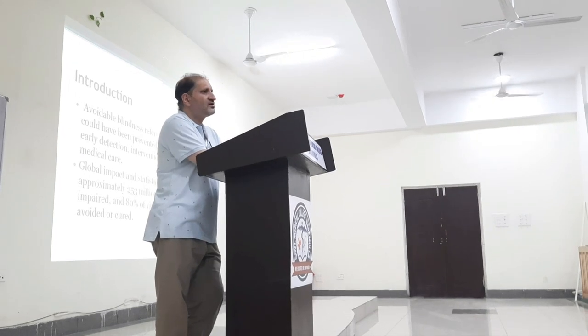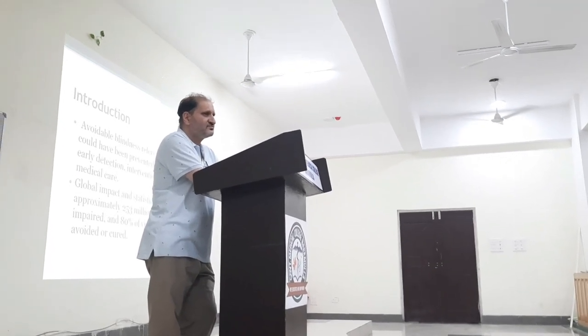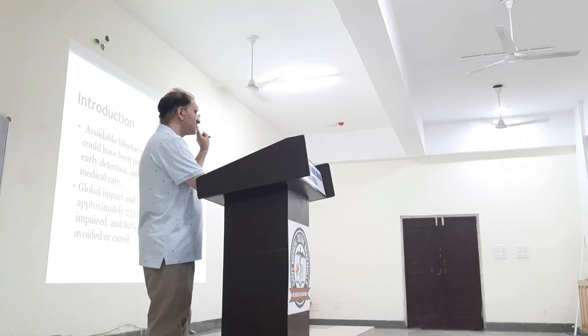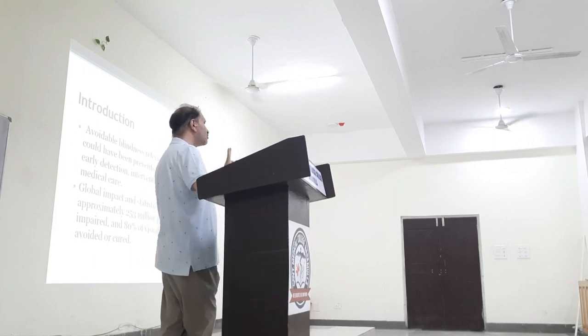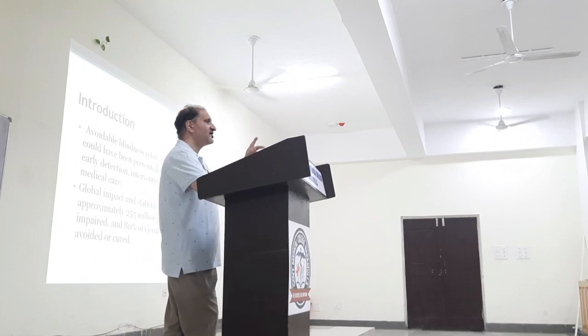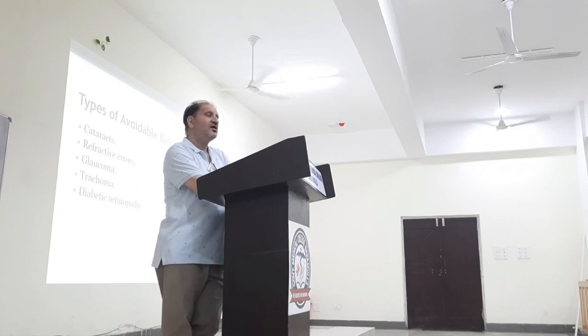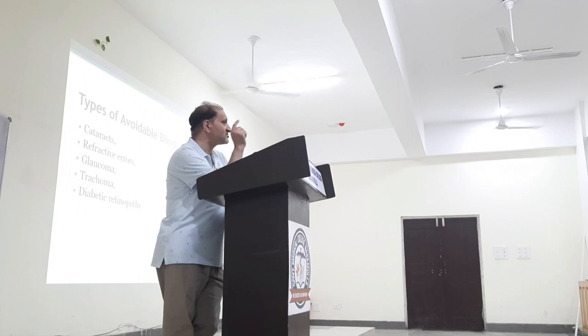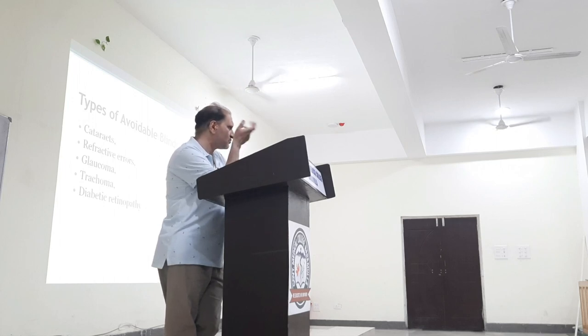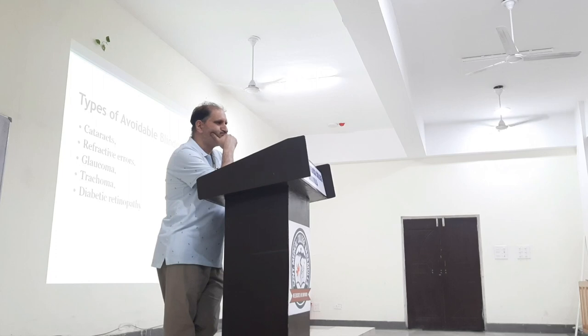So what are the different causes of this blindness? There are two main causes in the world. How many? Two. One is cataract and the other is refractive errors. We should understand refractive errors are the second most common cause of blindness. Cataract, you know, is an age-related process. You understand?